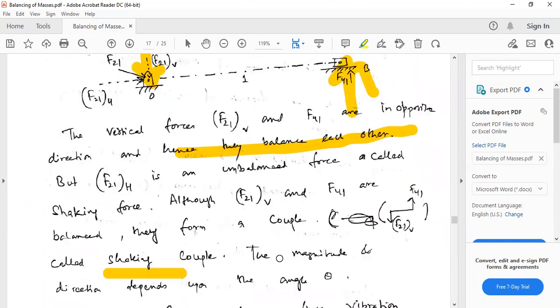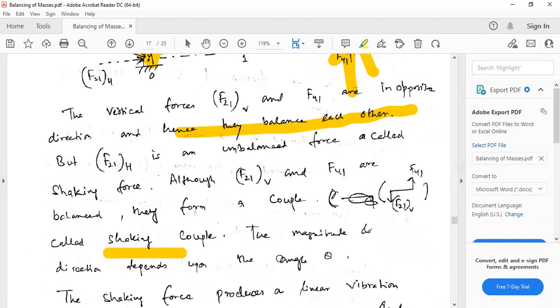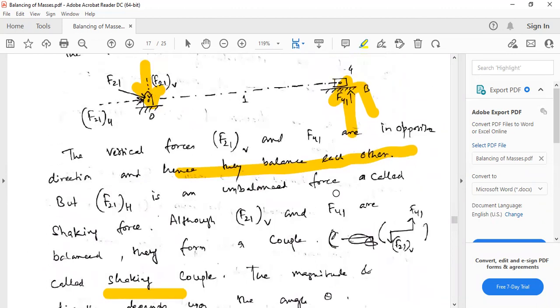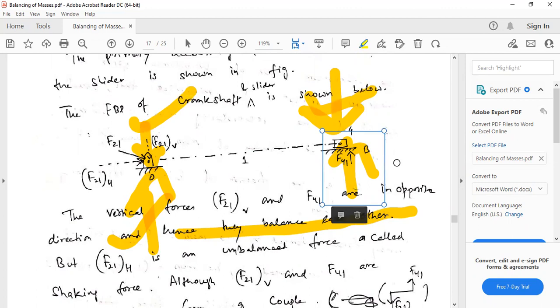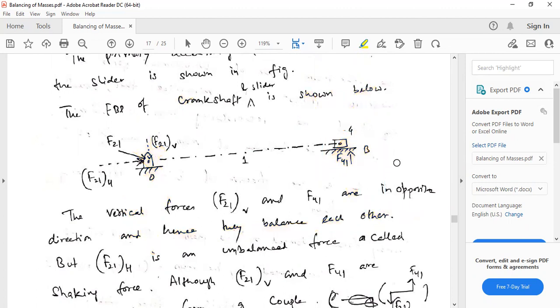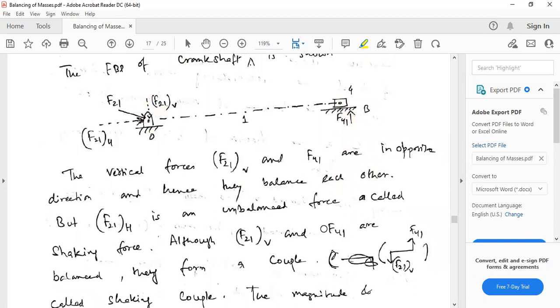Let me tell you in a simple manner: these forces get balanced because they are in opposite directions. Once this becomes opposite, the other one becomes opposite to this again. This one and this one cancel each other, and this one and this one cancel each other. That way they balance each other. That is what is written here.